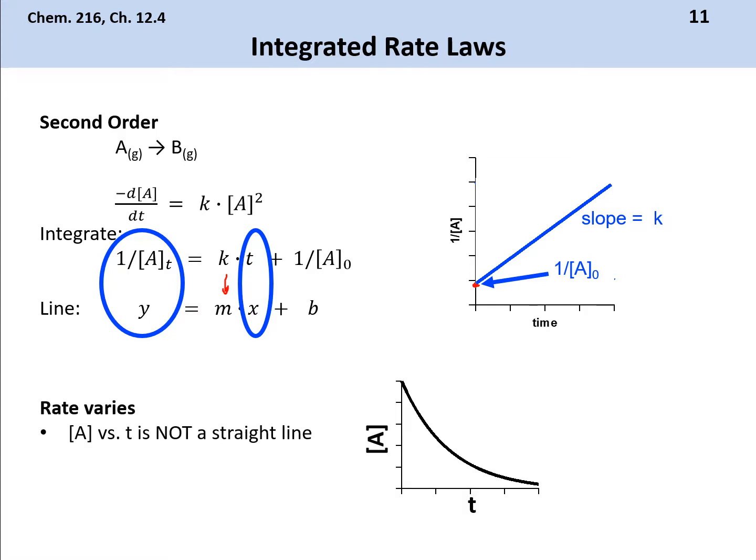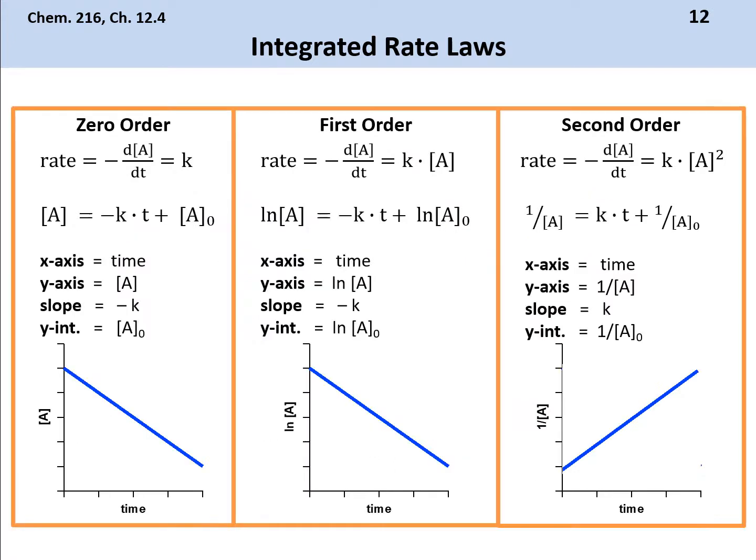Okay, so a versus t, if I, instead of 1 over a, if I had plotted just concentration over time, I would get a decay like this as well. Okay, so that's 0, first, and second order. This is, right, a summary of that.